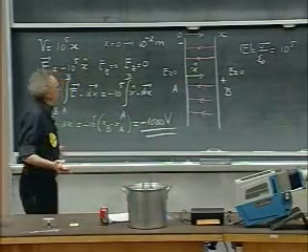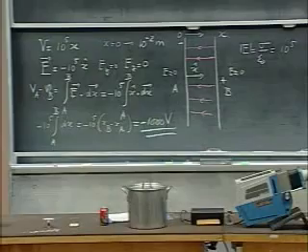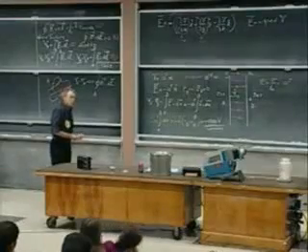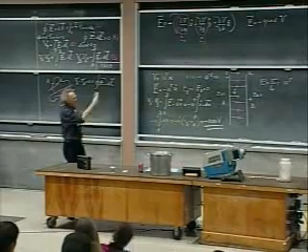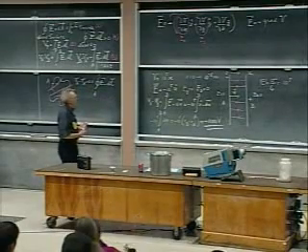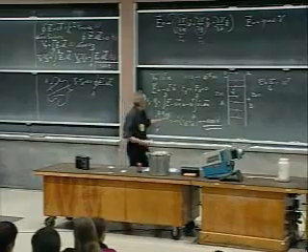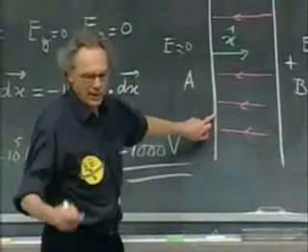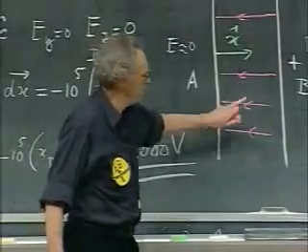Now, clearly, I'm always free to choose where I choose my zero potential. We discussed that last time. You don't always have to choose infinitely far zero. So I could choose this arbitrarily to be zero potential. This would then be plus 1,000.